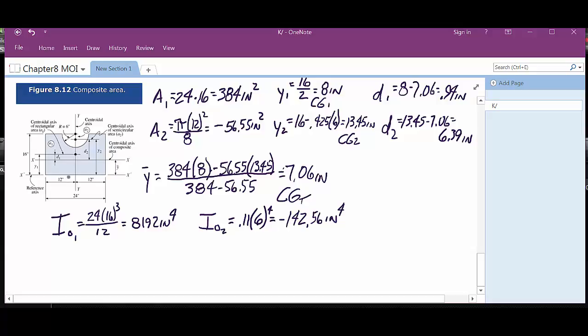So then the moment of inertia for the whole thing about the centroidal axis, and that's what that x means. Actually, yeah, that's the x we want there. It's going to be that summation of the moment of inertia of this one plus the area times the distance squared plus, or subtracting then, the moment of inertia of this one plus or minus the area times d squared. So it's going to be this 8192 inches to the fourth plus the area of that, which was 384 inches squared, times this d value, 0.94 inches, and that value has to be squared.